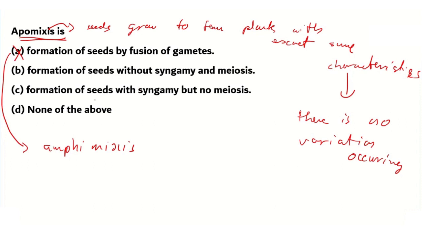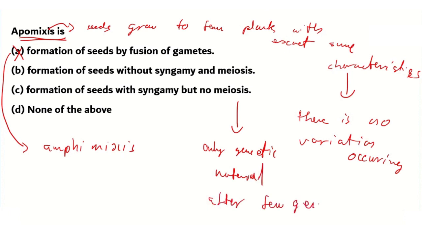What about option C? Formation of seeds with syngamy but no meiosis. First of all, it's not apomixis, because then there won't be any gametes if there isn't any meiosis. And secondly, if there were to be any gametes without meiosis, then there would be only the same genetic material after a few generations. So option C is not viable for producing the next generation, so option C is incorrect.